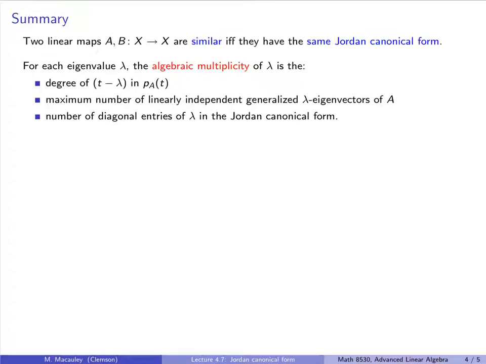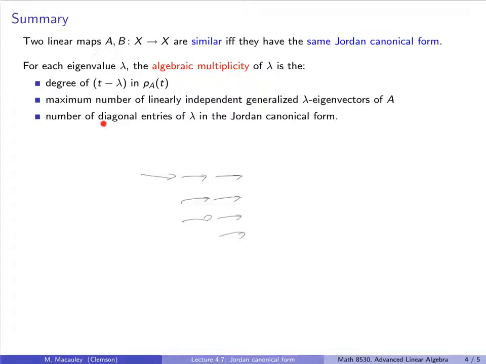First of all, for each eigenvalue lambda, the algebraic multiplicity of lambda, often what you call the regular multiplicity in your introductory linear algebra course, is just the degree of t minus lambda in the characteristic polynomial. Geometrically, it's the maximum number of linearly independent generalized lambda eigenvectors of A. So if you take all the vectors that appear in any chain corresponding to lambda in this little chain diagram, that's the algebraic multiplicity.